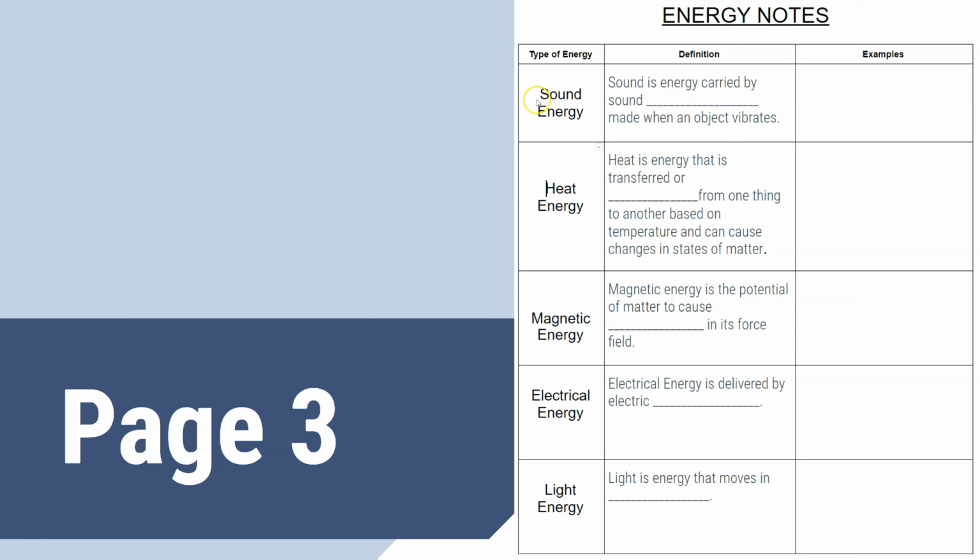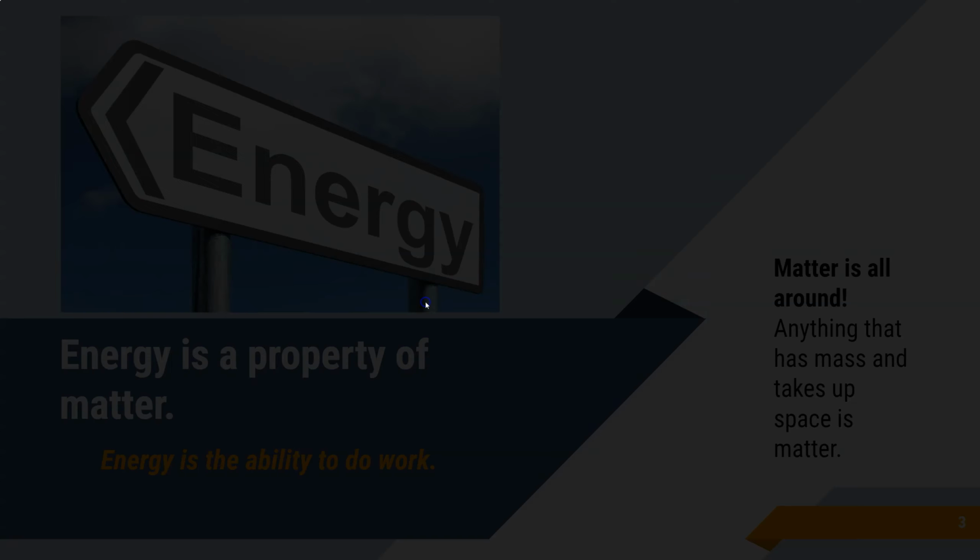Each one of these forms of energy has a definition, and you're just going to be filling in the blank, and then you're going to be coming up with 3 examples for each of these types of energy. So 3 examples of sound energy, 3 for heat, 3 for magnetic, 3 for electrical, and 3 for light. And I'll be going through that. However, I'm not going to be going back and forth between my paper copy of the packet, so you're going to have to either pause the video and jot it down, or just be writing while I'm going through.